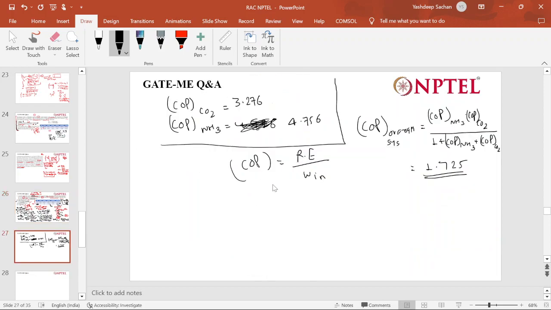So in this way, how much is it coming? Can anyone tell? 1.723. Okay, here W of CO2 plus W of NH3. So when you find it this way, it will come close. Otherwise, mostly it will be the same, 1.723. Yes, sir. So that is the COP of the overall system.